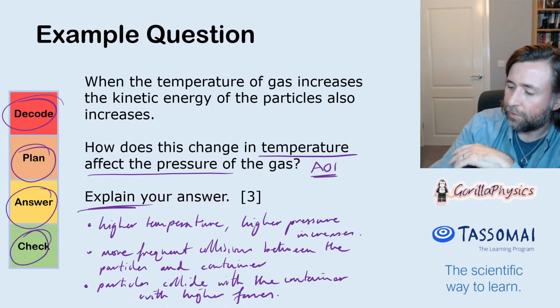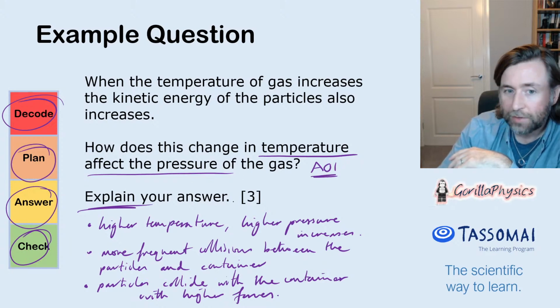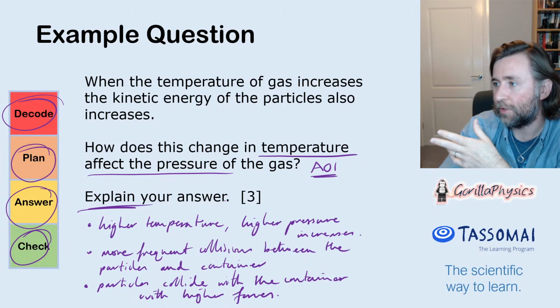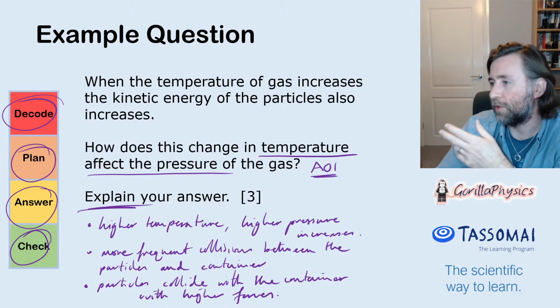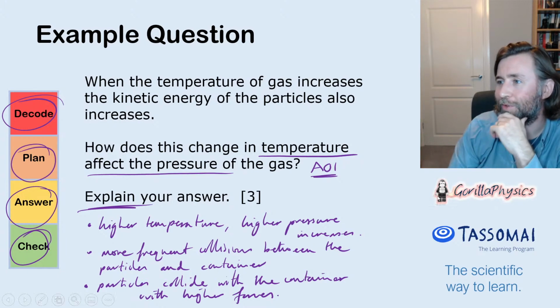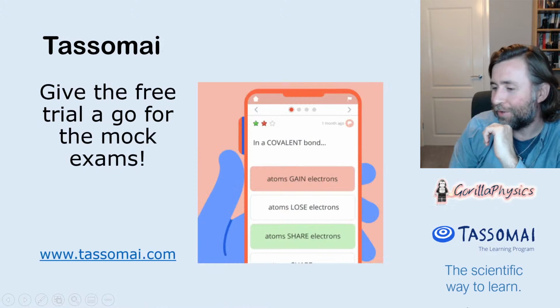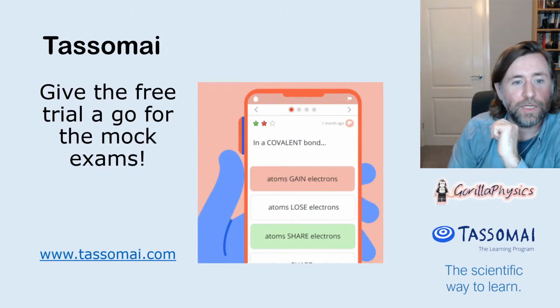Let's just check we've done everything. Have we said how it affects the pressure of the gas? Yes, we've said higher pressure. Have we explained that? Yes, we've said what a higher gas pressure is. More frequent collisions between the particle and the container. More frequent, higher force collisions between the particle and the container. I hope I've made that point enough now. All right, really quickly then, that's all of the stuff on the particle model we're going to do.